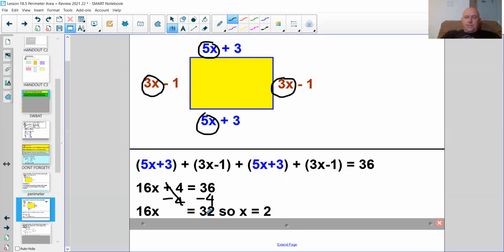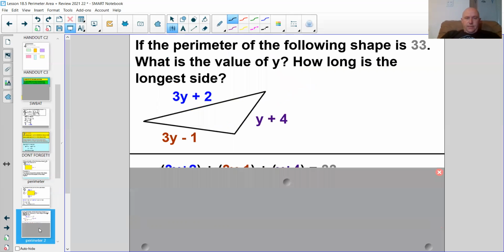That cancels, and 36 take away 4 is 32, and then divide both sides by 16 to get the answer of 2. Sometimes they'll ask you what the length of each side is. If that's true, you can just substitute back for 2. So 5 times 2 is 10, add 3 is 13. So the top of the rectangle is 13, 3 times 2 is 6, minus 1 is 5, so the height of the rectangle is 5, just in case they ask.